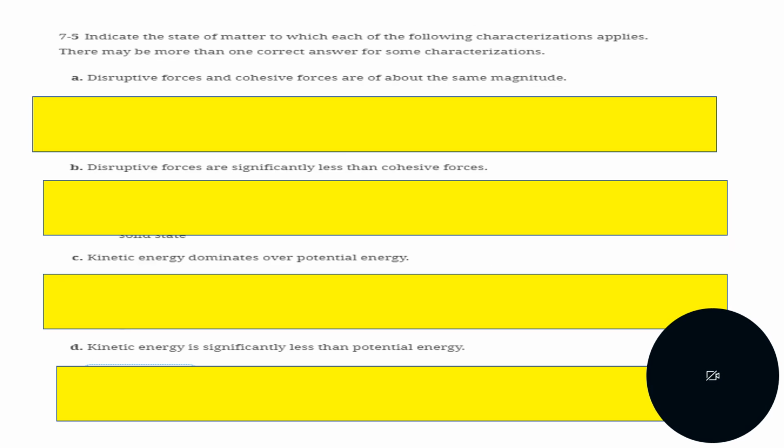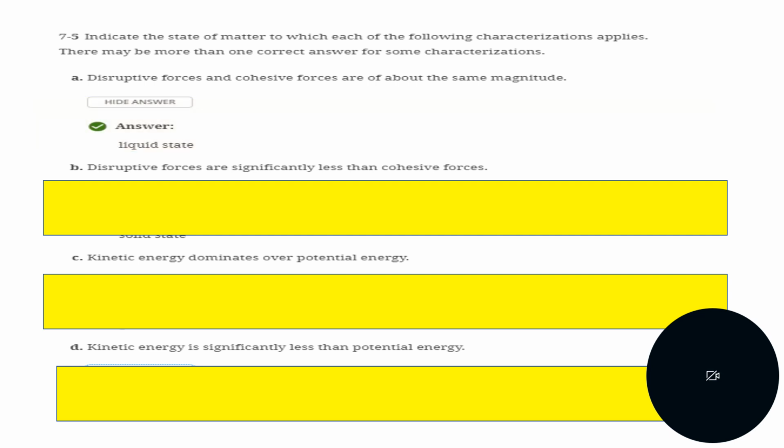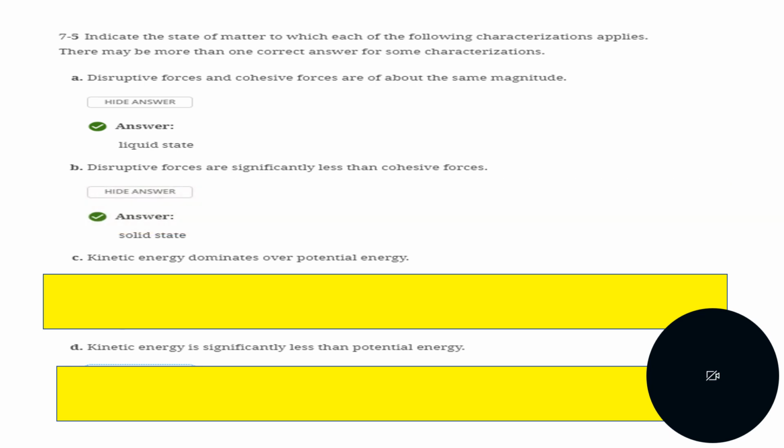For this slide, we're trying to indicate the state of matter to which each of the following characterizations applies. For A, disruptive and cohesive forces are about the same magnitude, and we're looking for the liquid state in this case. Letter B, disruptive forces are significantly less than the cohesive forces. We're looking for the solid state in this case.